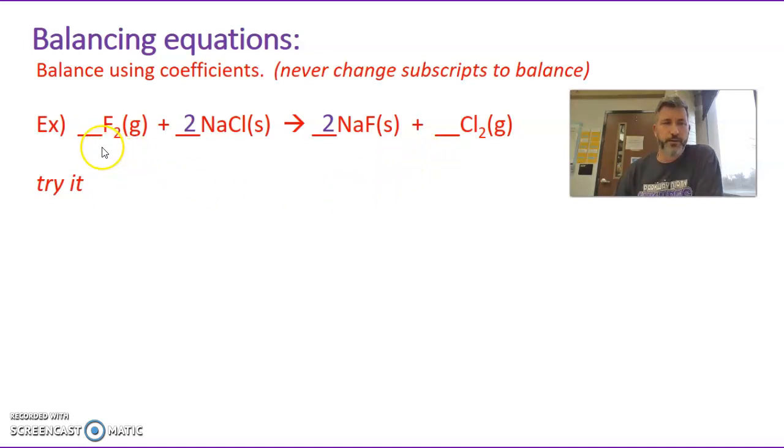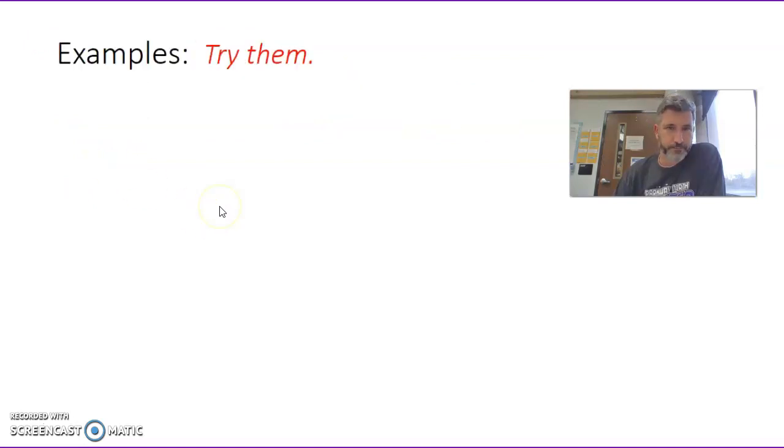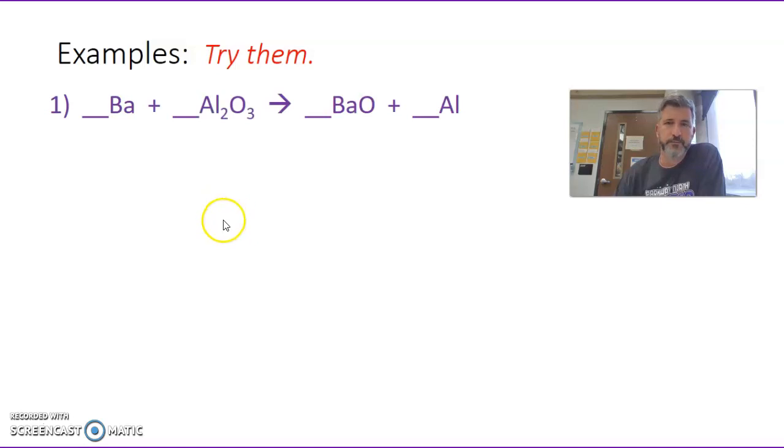And always double check when you're done to make sure that you can't reduce it. In other words, this is a 1 to 2 to 2 to 1 ratio. And if it were like 2 to 4 to 4 to 2, then we could reduce it by dividing everything by 2. But since we have 1 coefficients in here, we can't reduce it. So we're good. Okay, let's try another one.